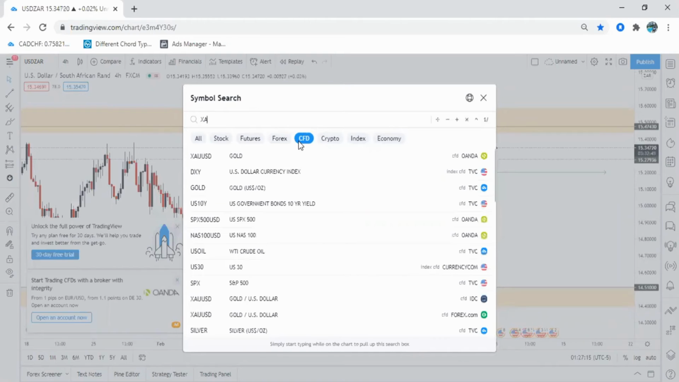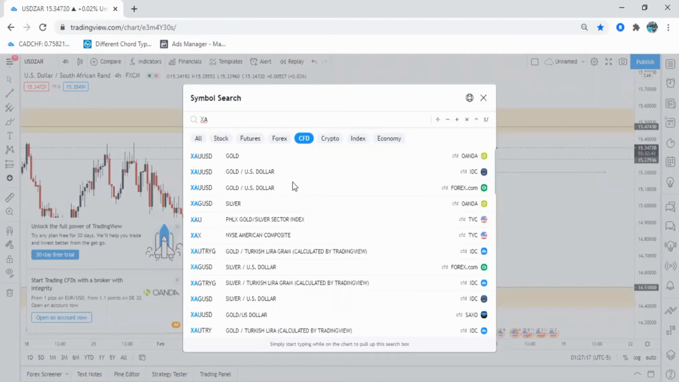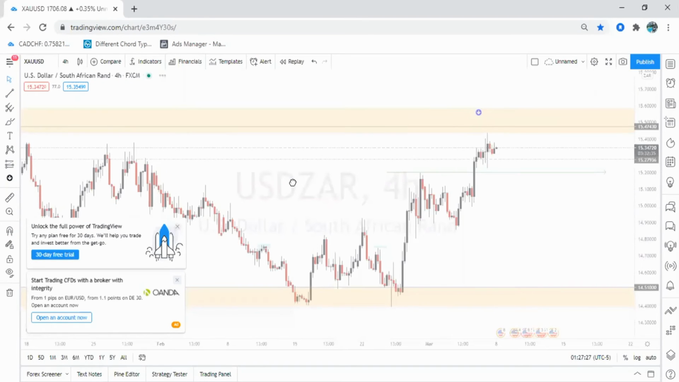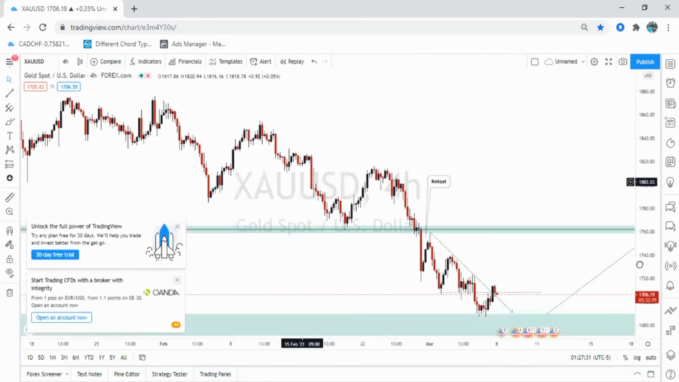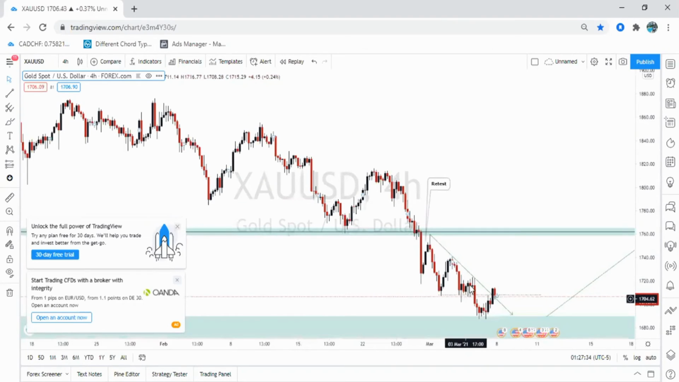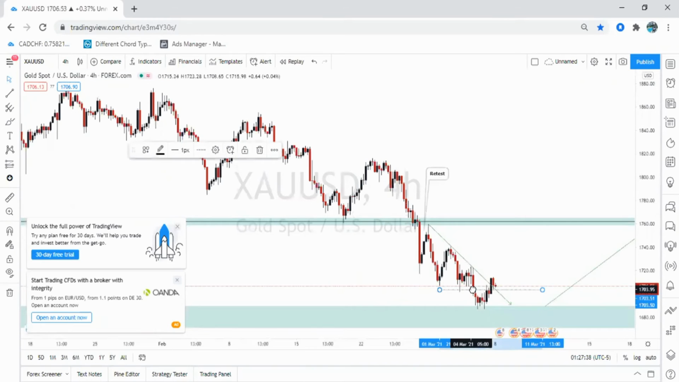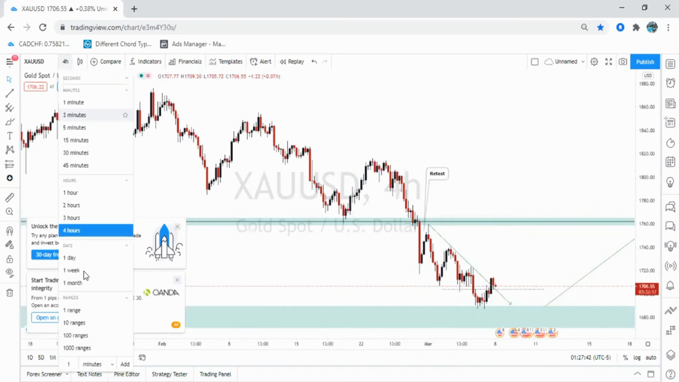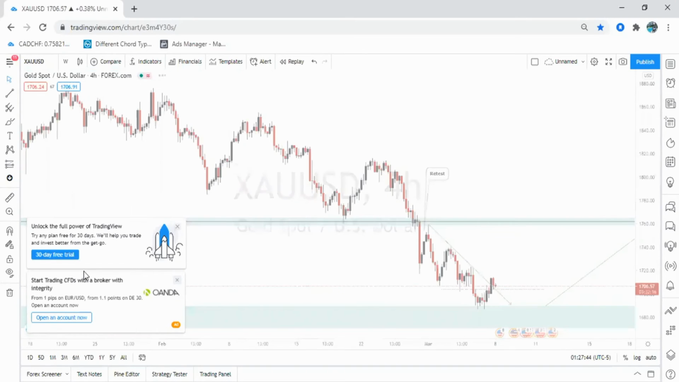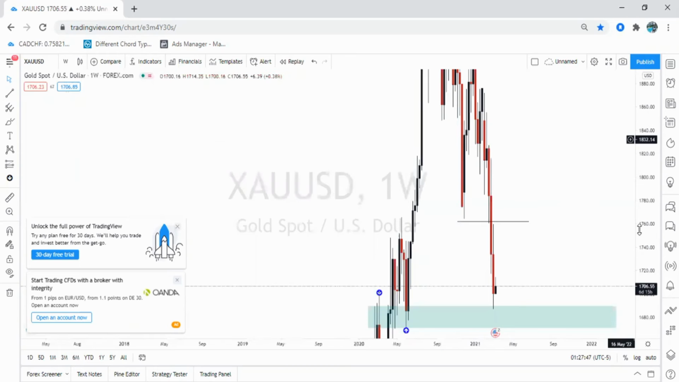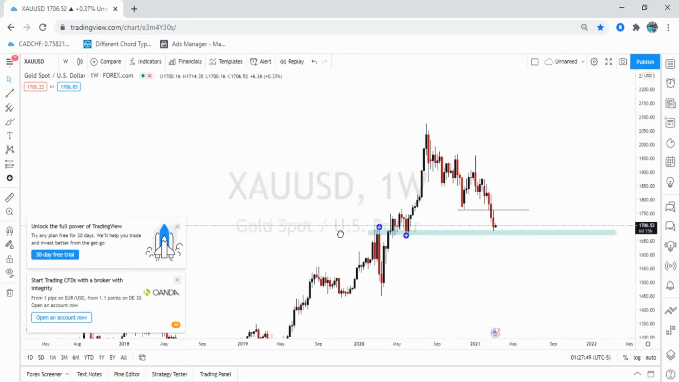So another pair for this week will be gold. Yeah. So now at gold, let's check our higher time frame. Let's start at the higher time frame so that you can see what I'm seeing, because I can give you an answer now. On gold, we're in a long-term uptrend.